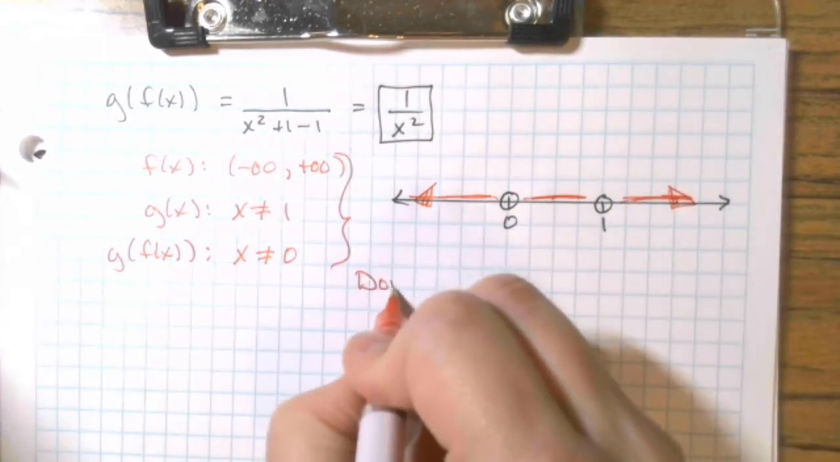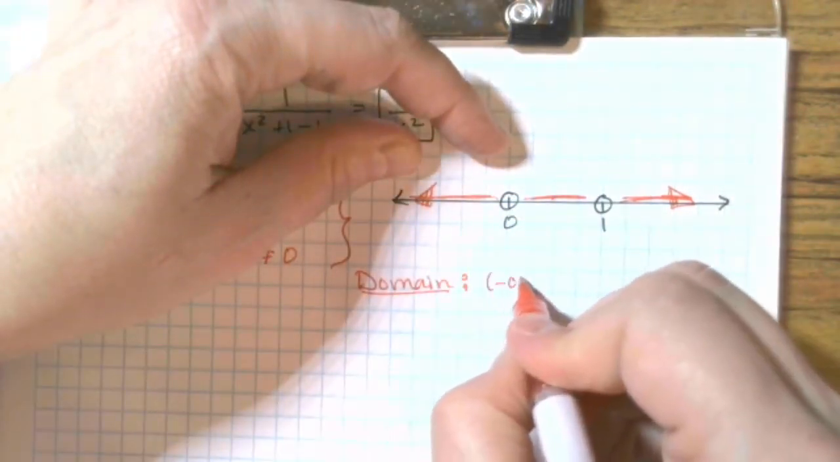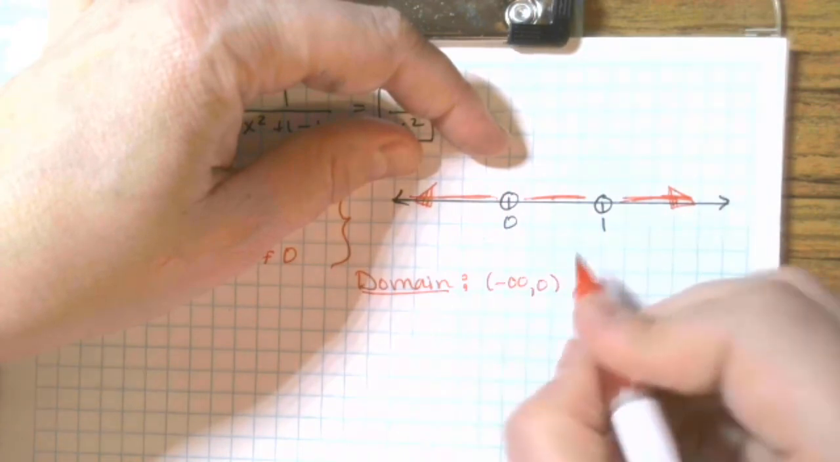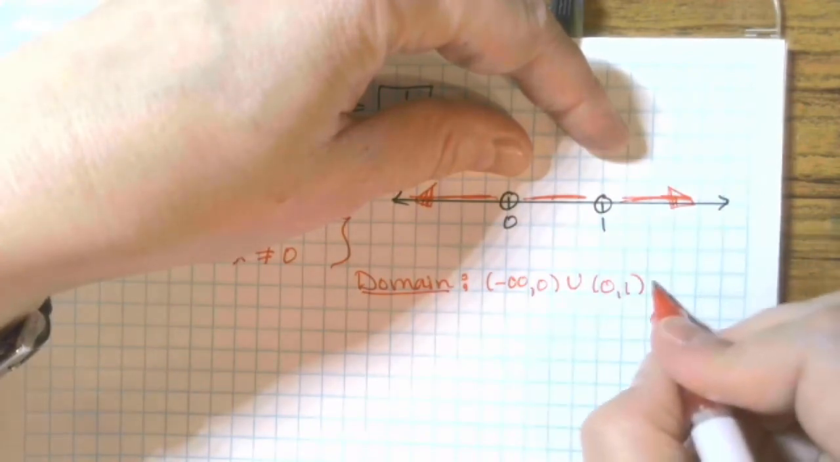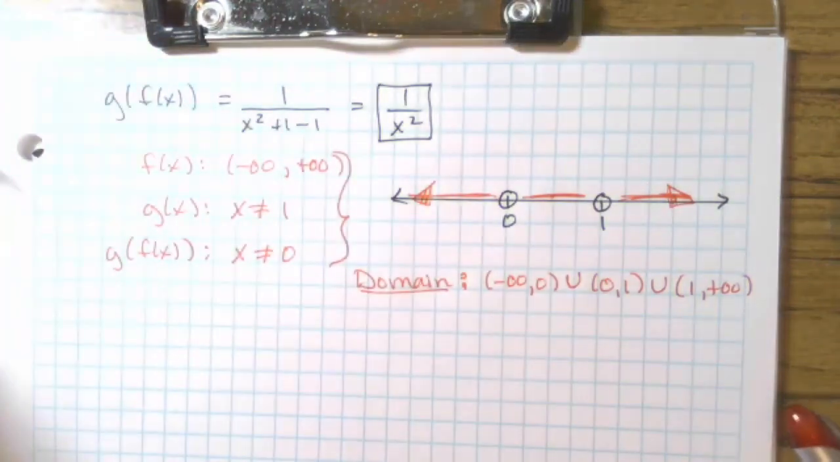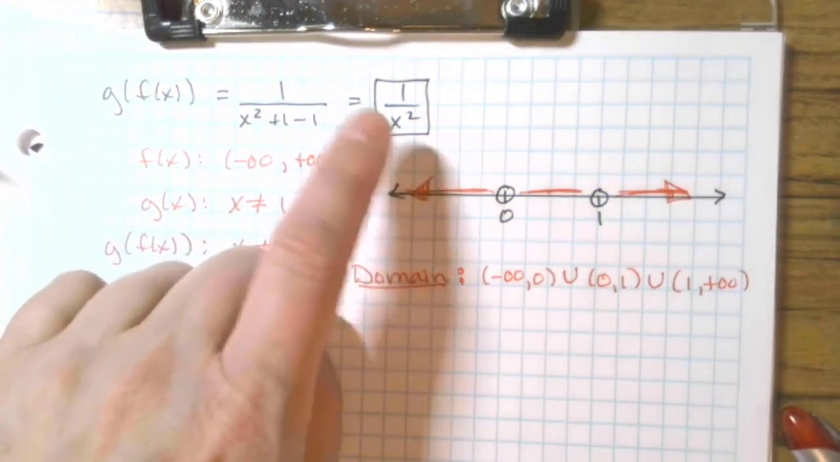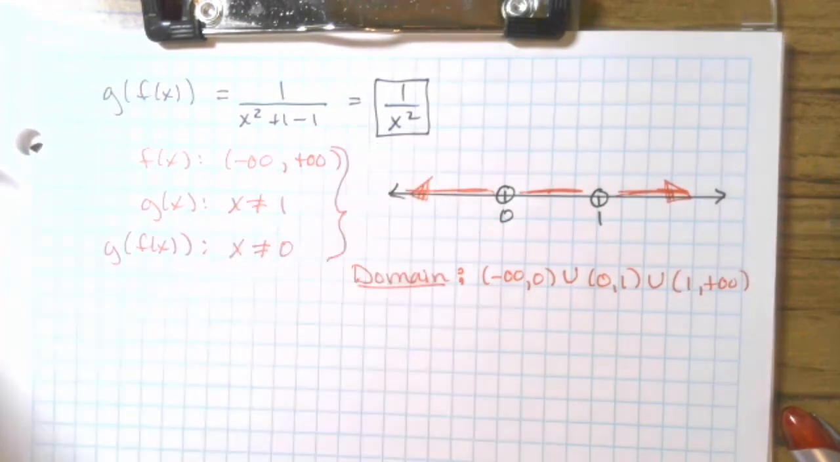So let's write the domain. Your domain is, okay, we're going to start with the first piece, negative infinity up to 0, exclusive, in union with the middle piece, 0 to 1 exclusive, in union with the right piece, which is 1 up to positive infinity. So on this one, you can tell that the composition of the two created a new problem, which is why x can't be 0 is because of the resulting composition. That's why we have to look at all three types.